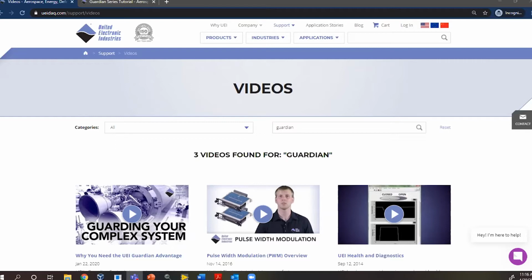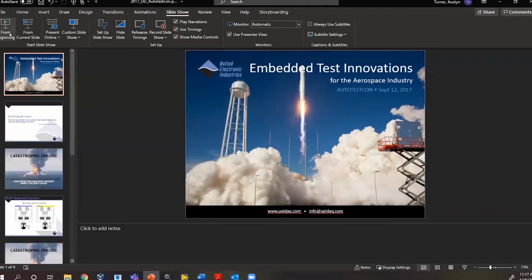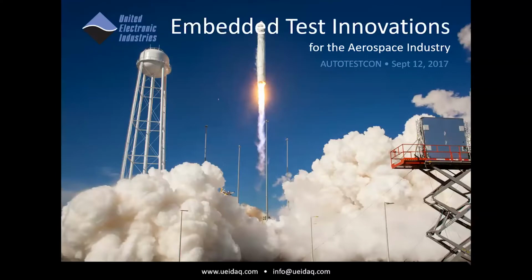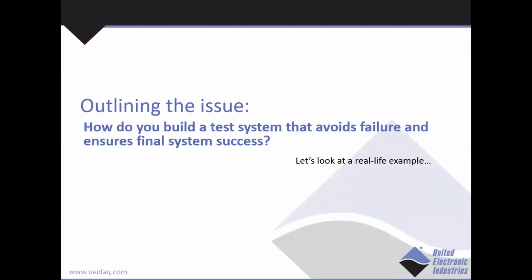Okay, so let's move on to a quick PowerPoint presentation. So let's see if I can get this going right. So this is an excerpt from a webinar we had given a presentation in 2017. So what we're looking to do is outline this issue. How do you build a test system that avoids failure and ensures final system success? Well, let's look at a scenario where failure occurred and how it could have been avoided.